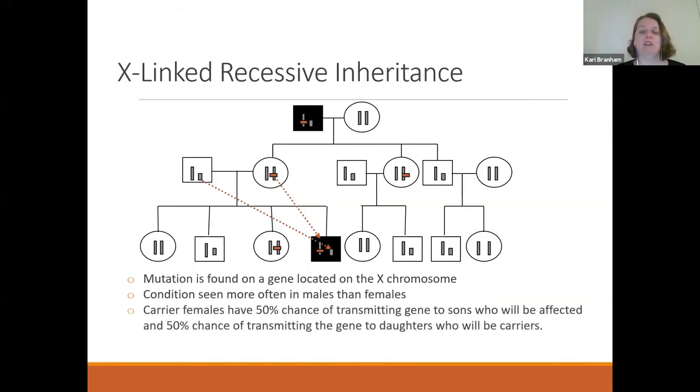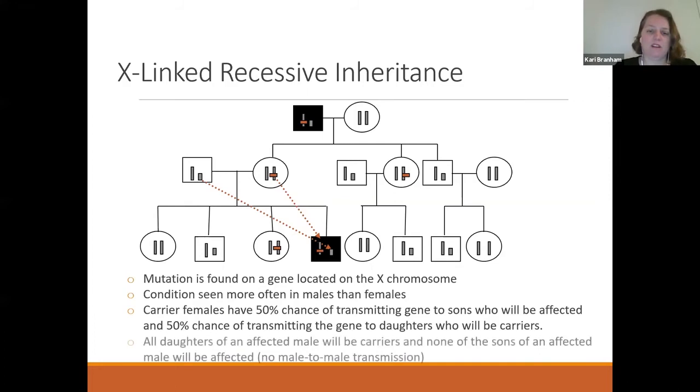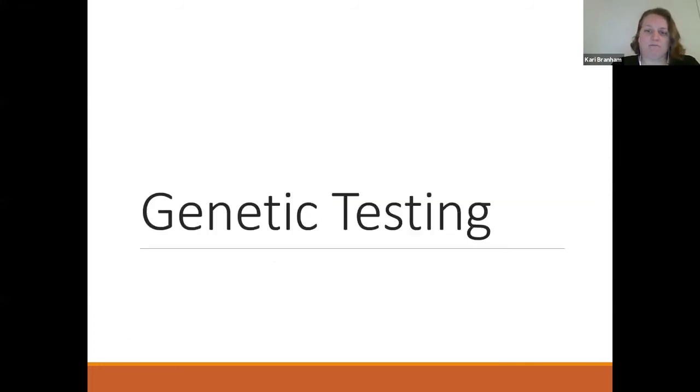When a female is a carrier of the condition, each time that she has a child, each child has a 50% chance of inheriting that disease-causing gene. So in the instance here, each time she has a son, each son has a 50% chance of being affected with this condition, and each female has a 50% chance of being a carrier of the condition.